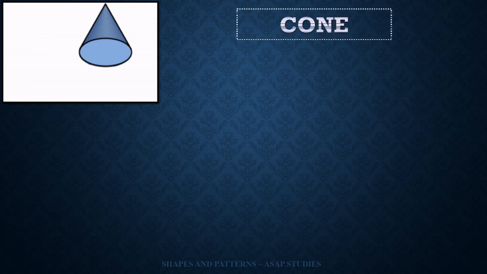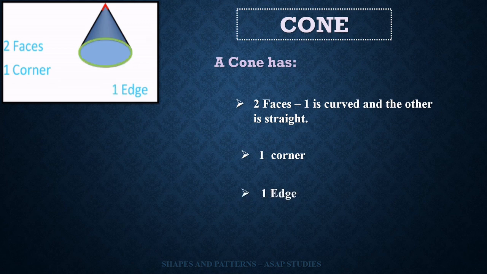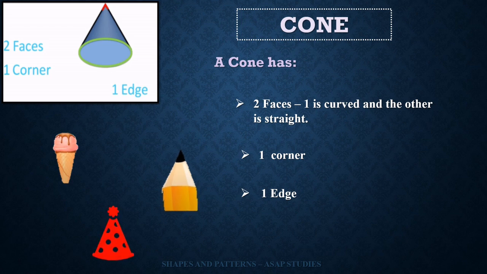Cone. A cone has 2 faces. One is curved and the other is straight. It has 1 corner and it has 1 edge. So some of the examples are an ice cream cone, a tip of a pencil and a birthday cap. So these are some of the examples for a cone shape.